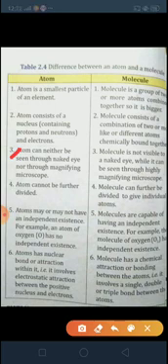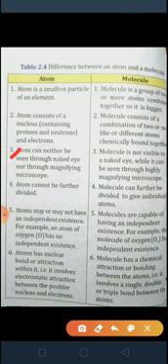The third one, an atom can be seen neither through the naked eye nor through a magnifying microscope. Means we can't see it through our normal eye, or by magnifying microscope also we can't see the atom. While in the case of a molecule, we can't see it through our naked eye, but it can be seen through a highly magnifying microscope, because we have already known it is bigger than the atom.